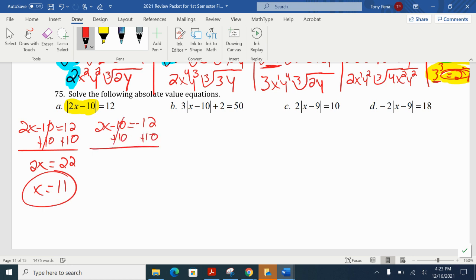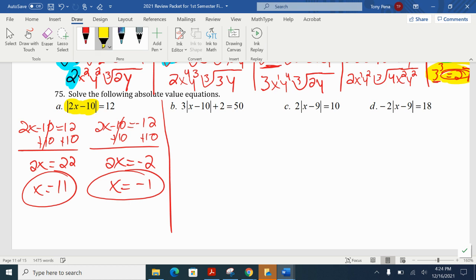Same exact steps over here. Add 10 to both sides. We get 2x equals a negative 2 for the second one. Divide both sides by 2, and the second answer is negative 1. Now, letter A, we already had this thing isolated. We didn't really have to do any work to get that isolated.